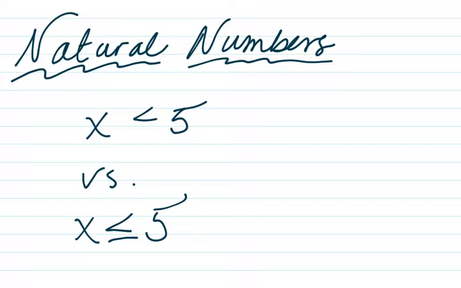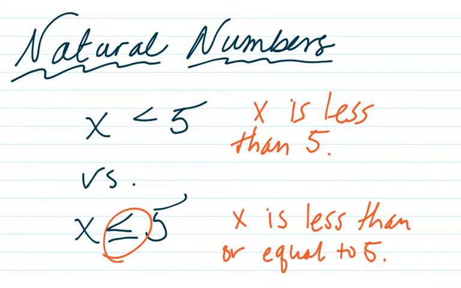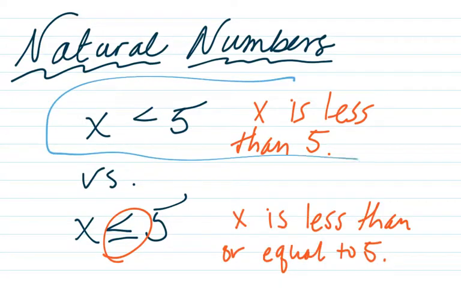Let's look at these symbols here. We have x is less than 5. So in words that would say x is less than 5. And below, this symbol means x is less than or equal to 5. In the first example here, these are the numbers, if I were to write it in roster form, 1, 2, 3, 4. They're the natural numbers that are less than 5. So I can't include 5 because 5 is not less than 5.